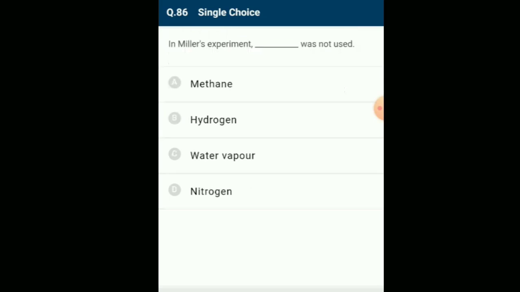Question number 86. In Miller's experiment, dash was not used. Stanley Miller created electric discharge in a closed flask containing methane, hydrogen, ammonia and water vapor at 800 degrees Celsius. He simulated early Earth's atmosphere and was able to get amino acids. Thus, he experimentally proved that life originated from inorganic matter. So the answer is option D. In Miller's experiment, nitrogen was not used.